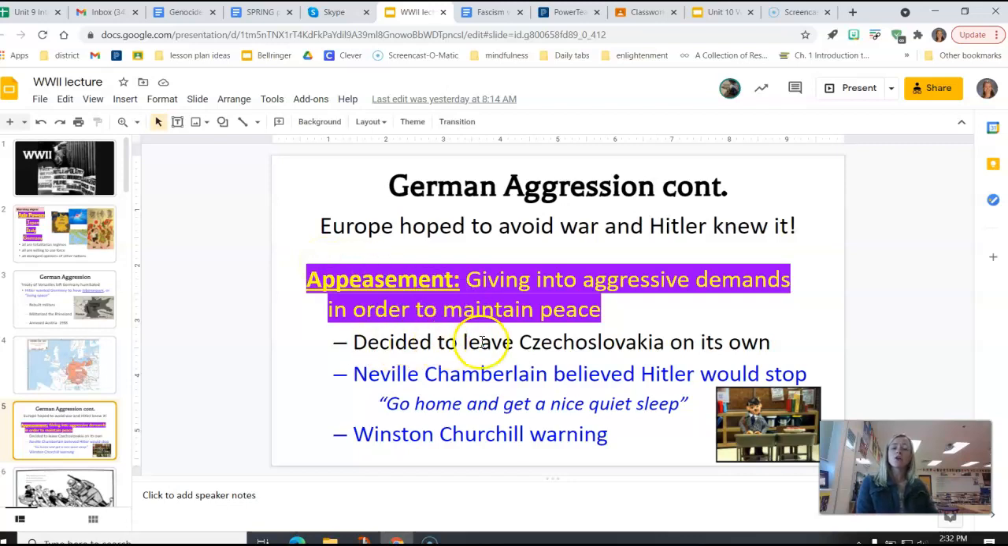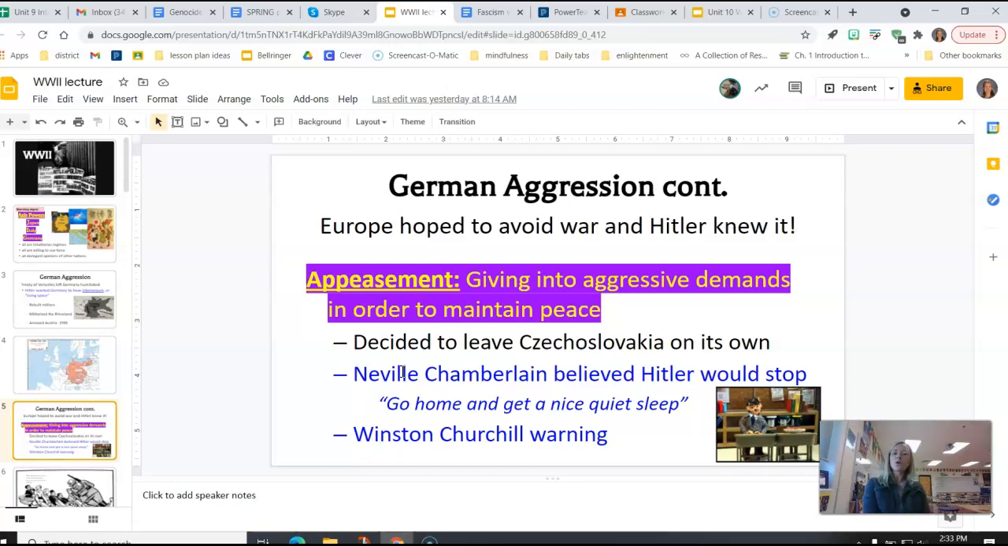Finally, he is going to actually go into Czechoslovakia. Czechoslovakia calls the League of Nations and says, all right, seriously, where are you? He has taken over our country unwillingly, right? We have been taken over. It is time to do something. The League of Nations gets together and they decide to just kind of leave Czechoslovakia on its own. Good luck, guys. We do not want to go to a war over Czechoslovakia. Neville Chamberlain is the Prime Minister of Britain. He goes home and tells everyone, go home, get a nice quiet sleep because we avoided war.